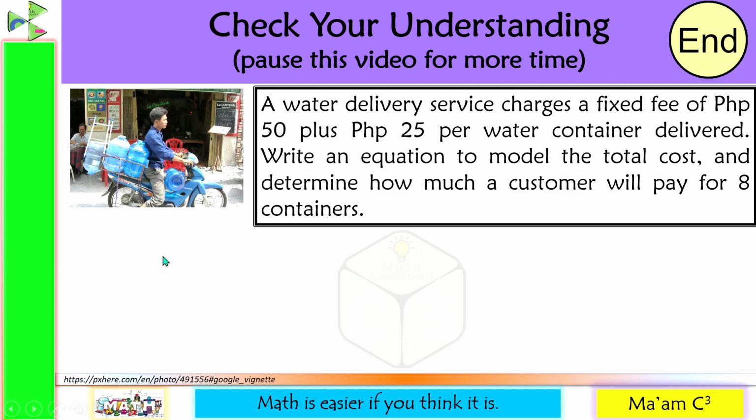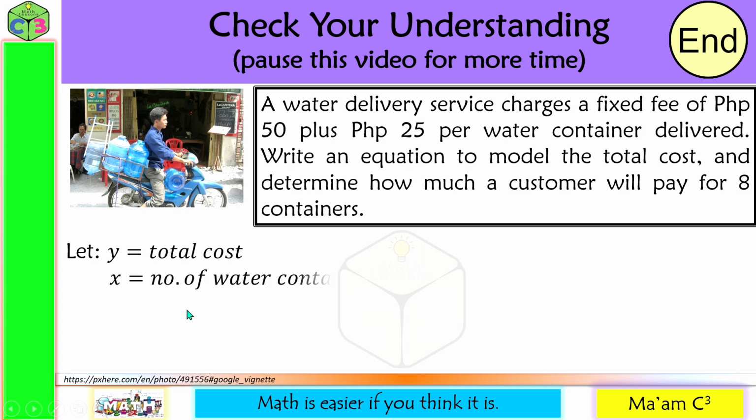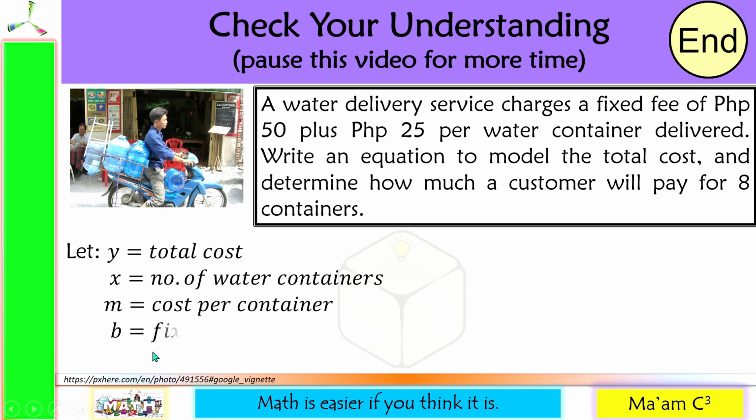Let y be equal to the total cost. X is equal to the number of water containers, m is equal to the cost of each container, while b is the fixed fee. Let us identify what we have here. A fixed fee of 50 pesos, that will be our b. And then we have 25 pesos per water container, so cost per container is 25 pesos. And the number of containers that the customer will pay for will be 8 containers.